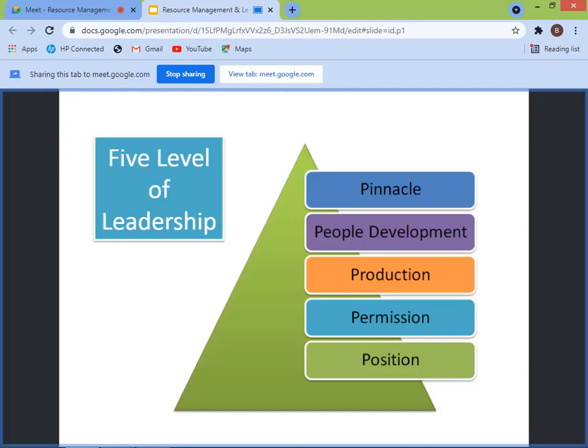And the next one is pinnacle. Pinnacle is the last and the peak one of the 5 levels of leadership. The top one could be a vice president of the company, a CEO, a GM, general manager, or even a manager. You're in pinnacle. You are good in terms of management, good in terms of your planning. You're leading, organizing, and controlling the aspects of the business.